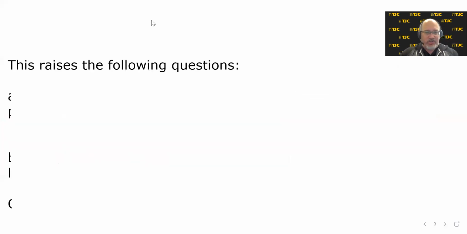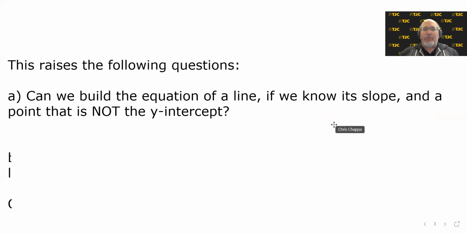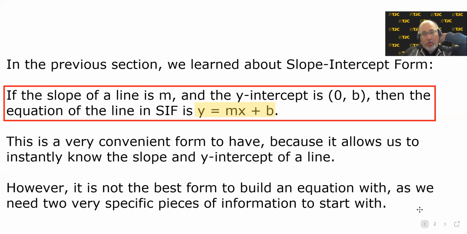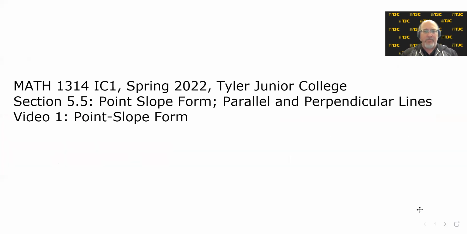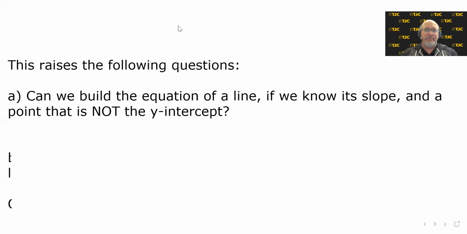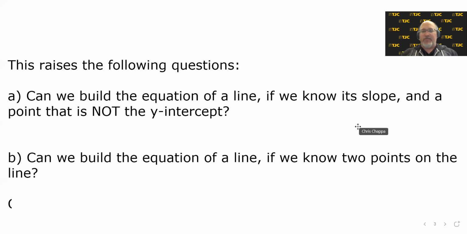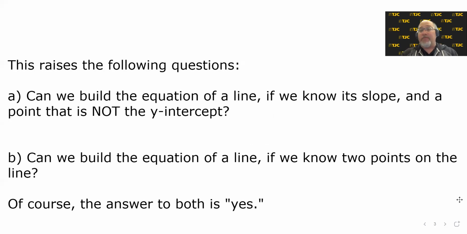This raises the following questions. A, can we build the equation of a line if we know its slope and a point that is not the y-intercept? Well, we've already done that, but we really haven't done it. When I say build an equation, I mean take the information you're given, stick it into the equation and say, there's my equation. Anyway, we'll revisit that in a second. B, can we build the equation of a line if we know 2 points on the line? Well, of course, the answer to both of these is yes.